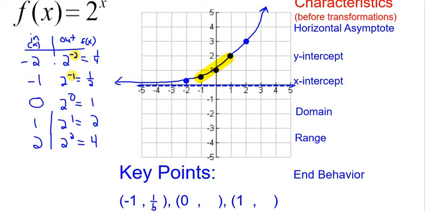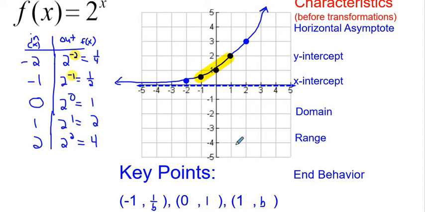Anything to the 0 power is 1. So no matter what function you have, this is 1. You can see it right here: 2 to the 0 is 1. And then 1 would be the base. So again, if I had 3 to the x, this would be 1, 3. If I had 4 to the x, this would be 1, 4. If I had 1/2 to the x, this would be 1, 1/2. So that's how the key points are made for exponentials. They're -1, 1 over base; 0, 1; and 1, base.